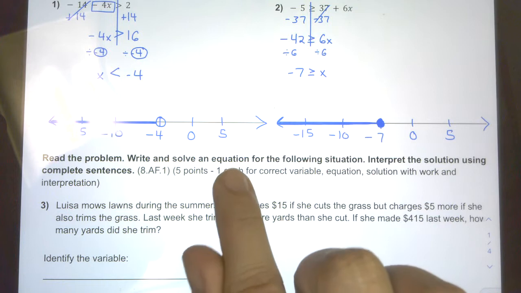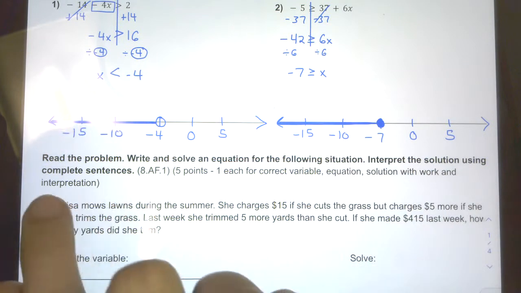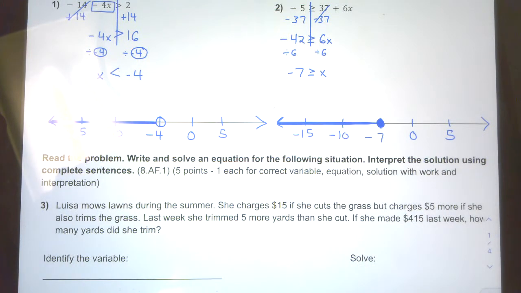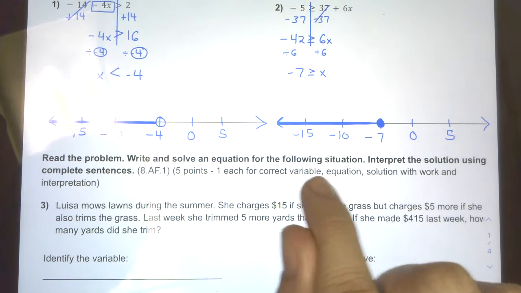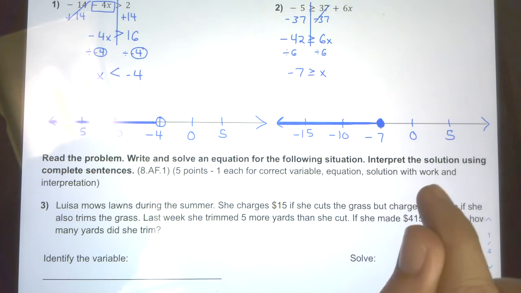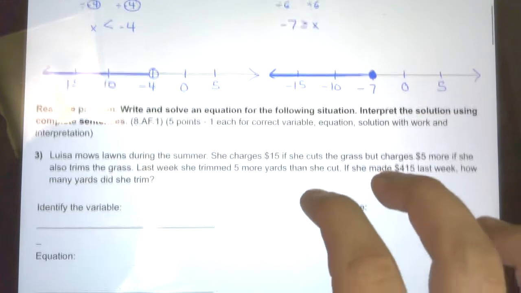So it's telling us we have an equation. So there should not be an inequality sign in this problem. And it says interpret the solution using complete sentences, which we should know how to do. There we go. Here, we got 5 points. So 1 for the correct variable, equation, solution with the work, and then the interpretation. So that's what this one's going to involve.